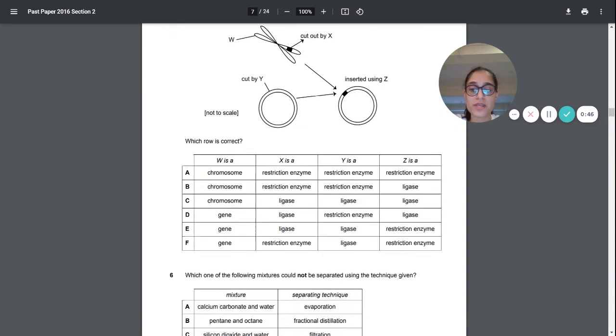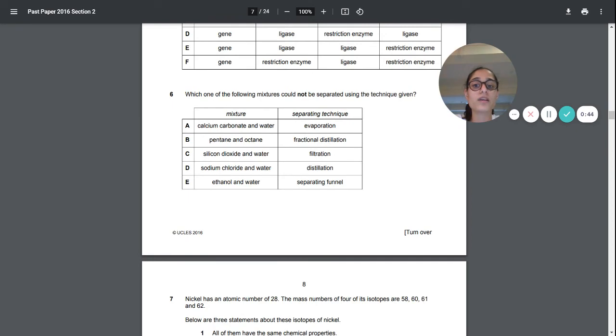That is option B. Which one of the following could not be separated using the technique given? Mixture: calcium carbonate and water through evaporation, that is possible. Pentane and octane, they are both organic solvents, and they can be distilled. They can be separated using fractional distillation. Silicon dioxide and water, silicon crystals will get filtered out on the filter paper when the solution is passed through it. So filtration, this is correct.